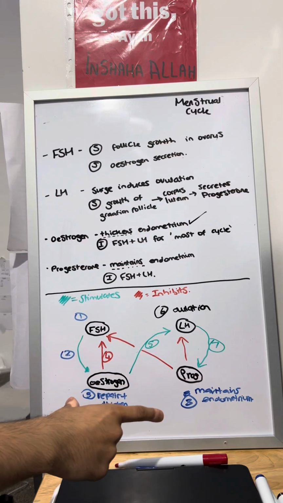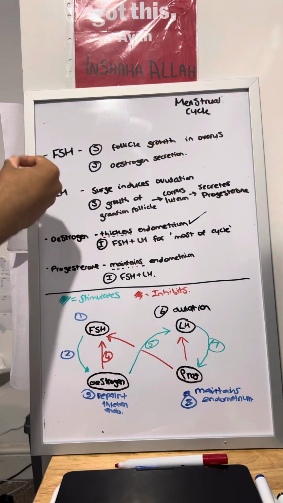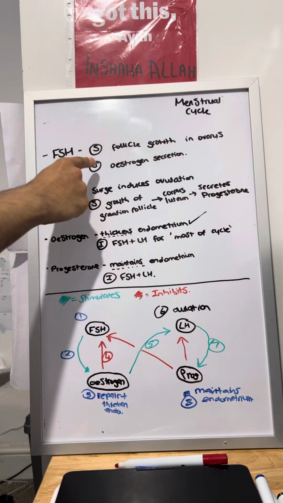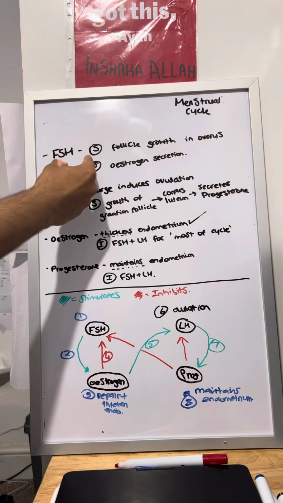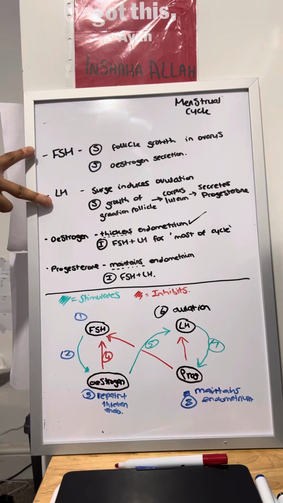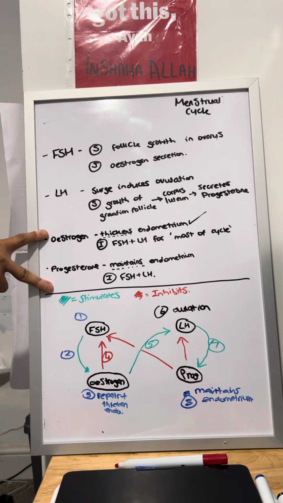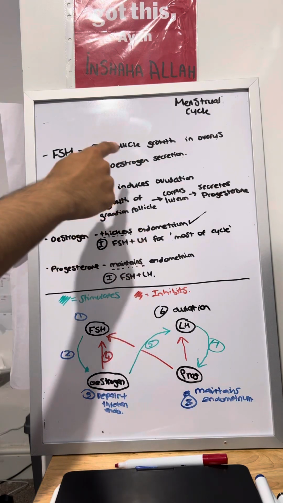If I was going to quickly go through all of these, the first thing to do is think of all the definitions. FSH, follicle stimulating hormone, would stimulate follicle growth in the ovaries. Of course, these two are secreted by the ovaries, these two by the anterior pituitary gland. And then this is just the roles of all of these hormones.